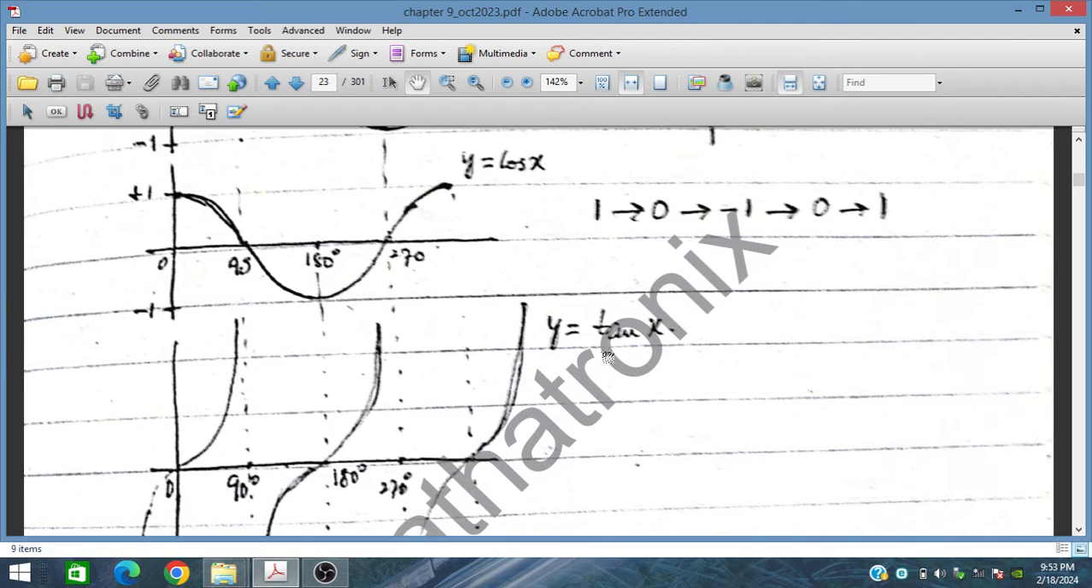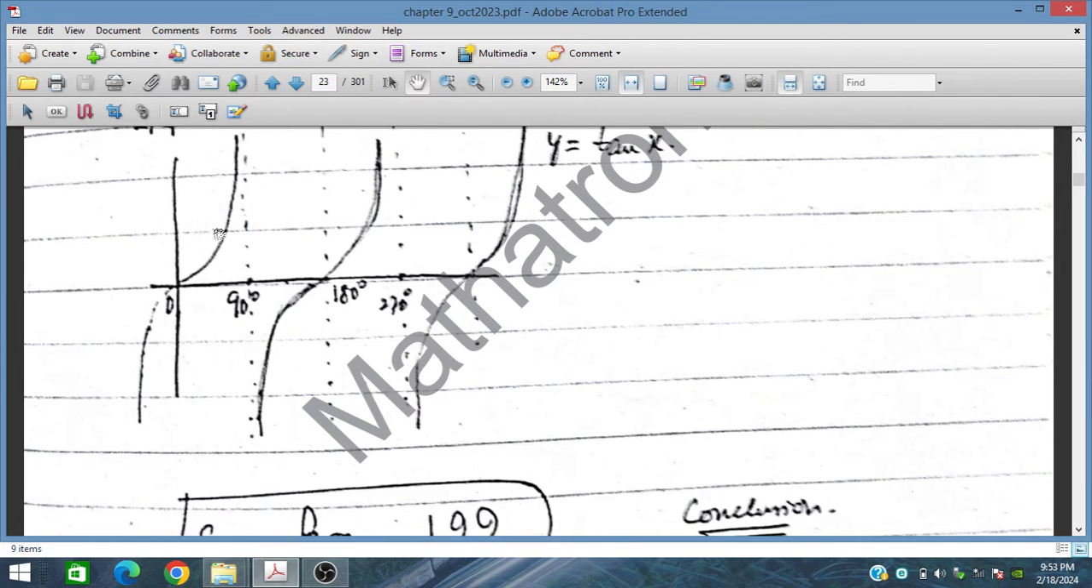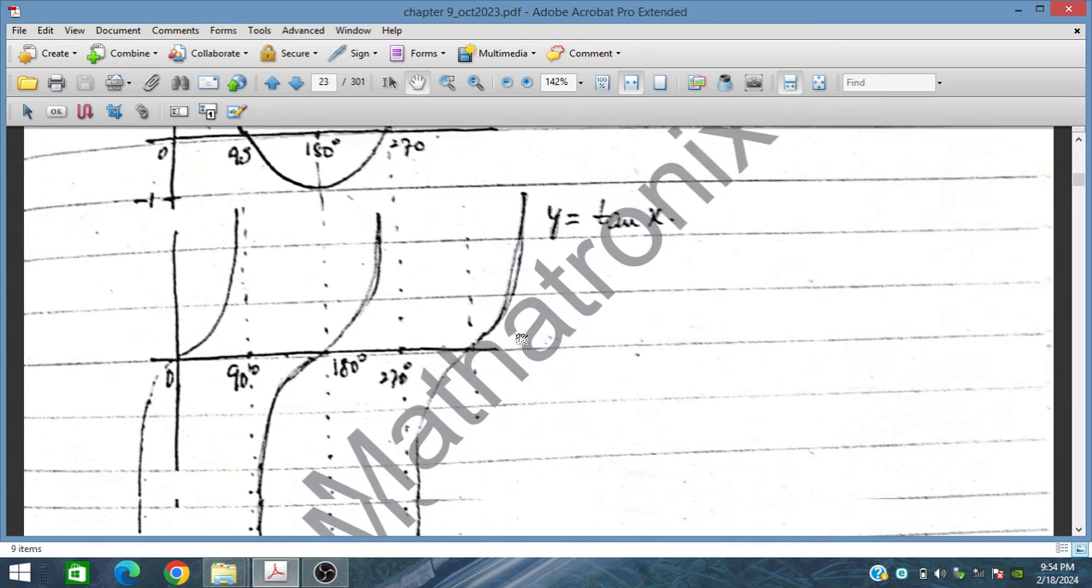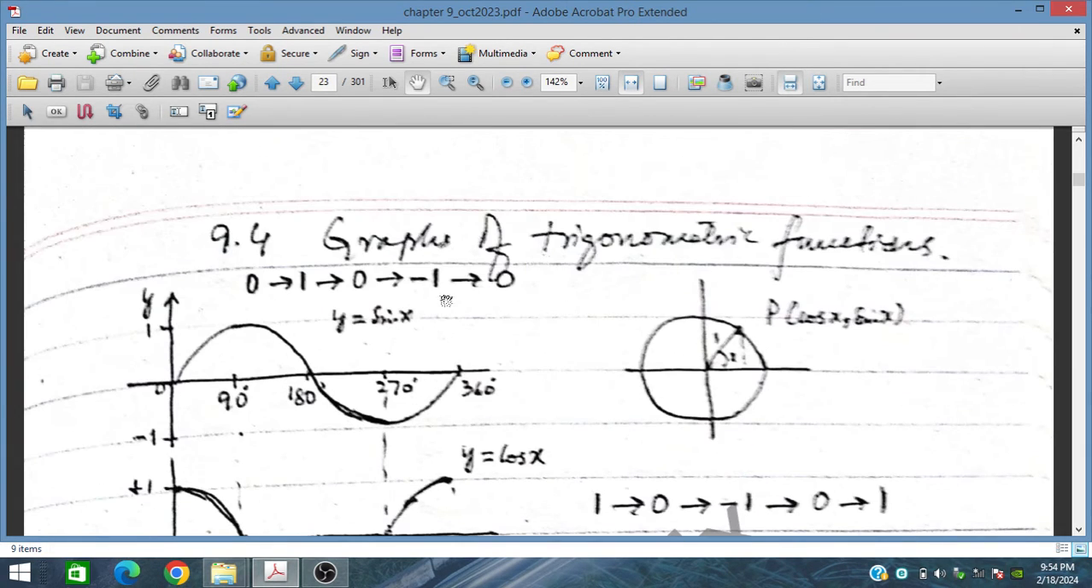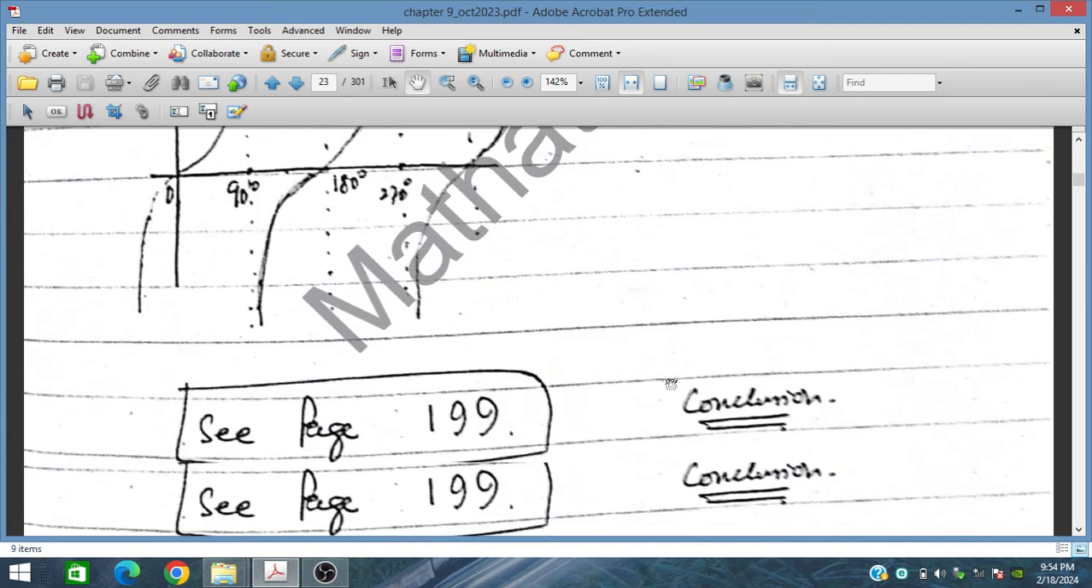Similarly, this is tangent, and it goes like this. From 0 to 90 degrees it goes up to here. In the second quadrant, from 90 to 180, it is negative, from 180 to 270, the third quadrant, its value is positive, and in the fourth quadrant again negative. This is the trend that we will use, and we have already covered this graphical representation in the very initial lectures on the topic of trigonometry.